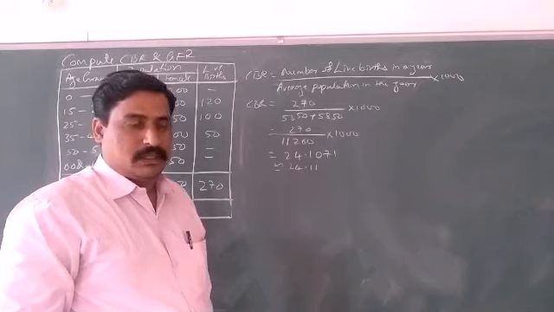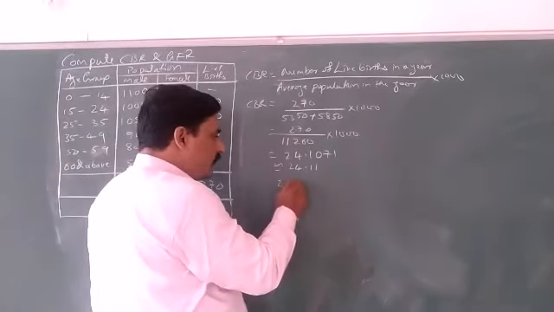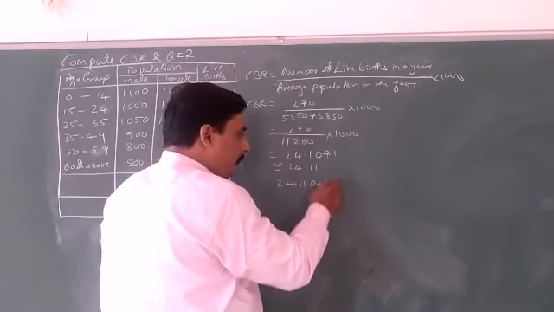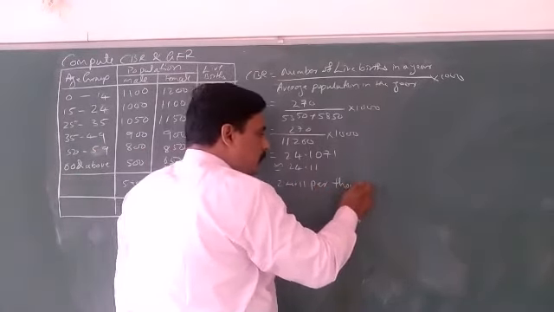So we say here the crude birth rate is 24.11 per 1000 individuals. So CBR is 24.11 per 1000 individuals, as we have taken into account the total population here, irrespective of gender and age. So per 1000 individuals, CBR is 24.11.